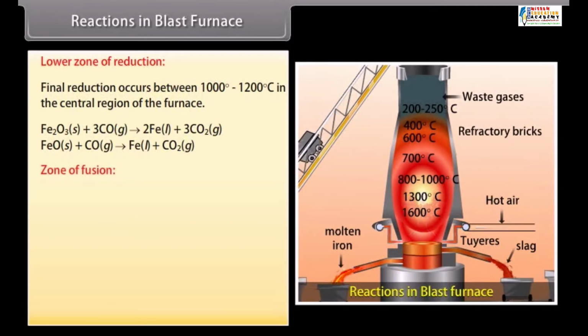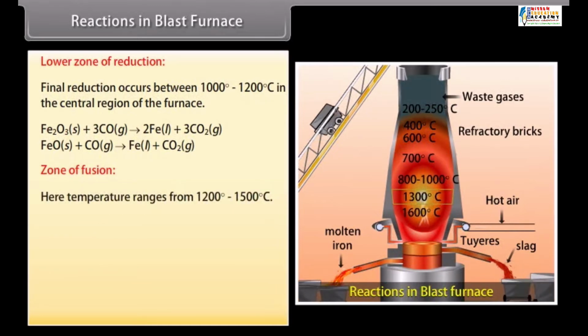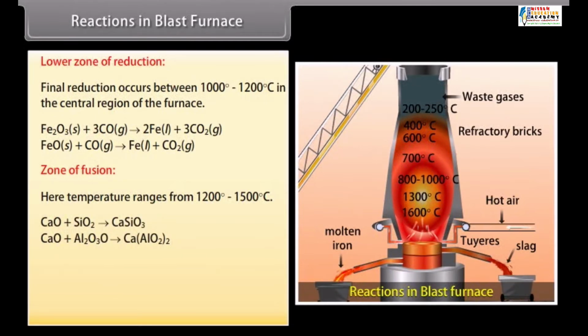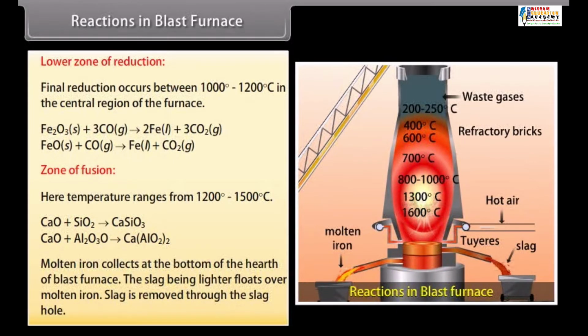Zone of fusion. Here, temperature ranges from 1200 degrees to 1500 degrees Celsius. Limestone decomposes into calcium oxide, which acts as a flux and combines with the impurities of SiO2 and Al2O3 and removes them as slag. Molten iron collects at the bottom of the hearth of blast furnace. The slag, being lighter, floats over molten iron. Slag is removed through the slag hole.